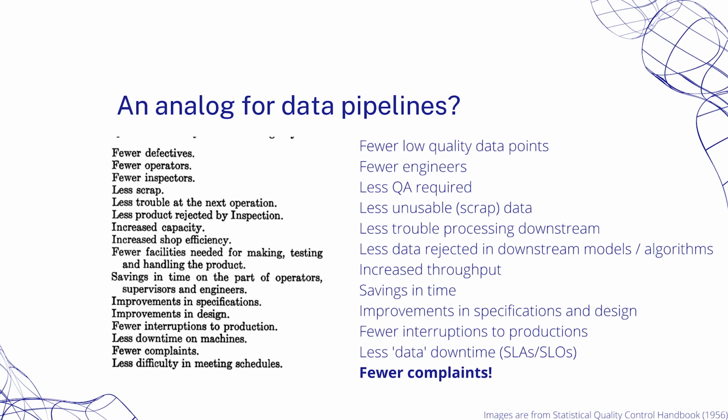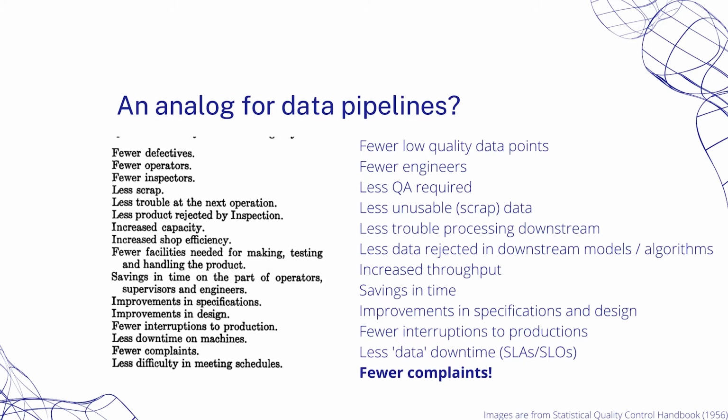So what I'm going to argue today, and the images on the left here are from the Statistical Quality Control Handbook, published in 1956. It's open now, so anyone can read it. It's quite long, a few hundred pages, so we're only going to focus on a few screenshots today. What I'm going to argue is that a lot of the lessons from this handbook are directly applicable, with a small amount of modification, to data pipelines themselves.